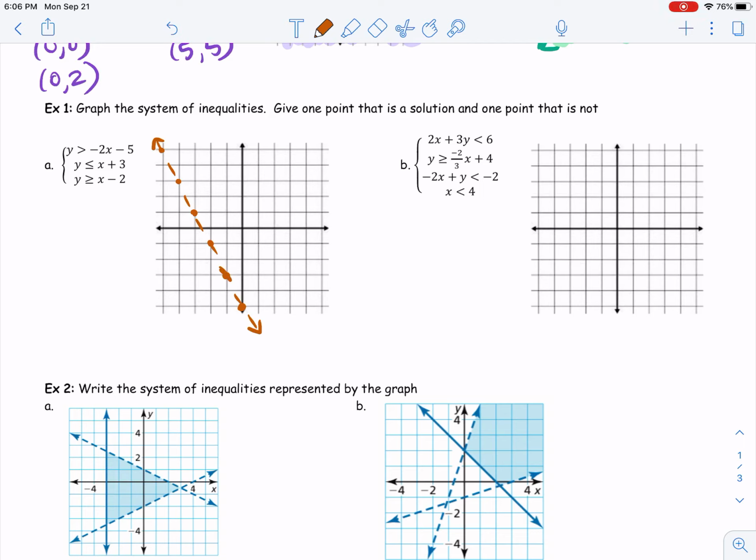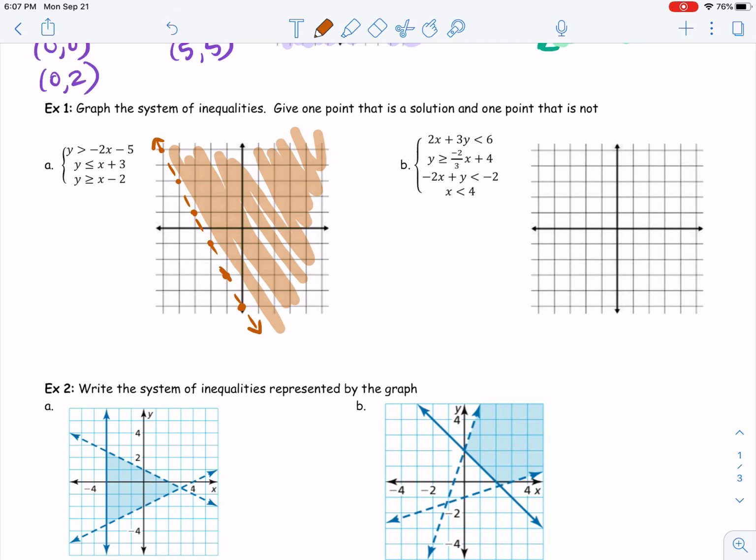Now, you have a couple options at this point. You can go ahead and do your shading now and then just keep track of maybe the darkest shaded region, or look at different colors, or shade some and then erase as you go. Some people like to draw all their lines and then go back and do the shading. It's kind of up to you. What I'm going to do for this first one is use different colors. So this first line, I'm going to use the same color as the highlighter, and I'm going to shade everything above. So anything above this line would be possibly part of the solution.